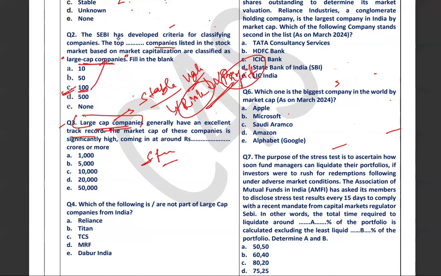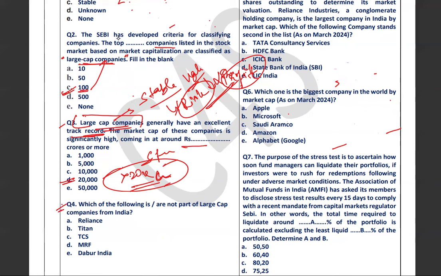So, large cap companies generally have an excellent track record. They are more stable. They have less volatility. They can handle the volatility of the market. The market capitalization of these companies is significantly high, coming in at more than 20,000 crore. Those companies whose underlying share value is more than 20,000 crore come under the category of large cap companies.